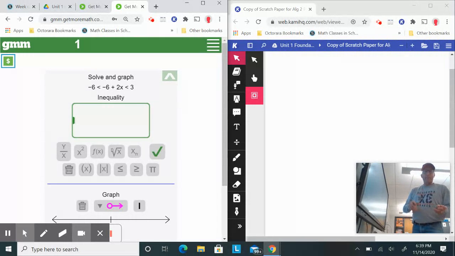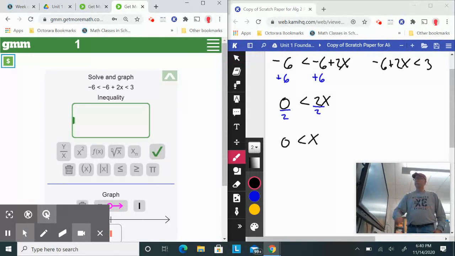I'm going to recopy those on the right side. I'm going to solve each of those parts, and I'll show you what to do when you write the solutions and then graph. Okay, so look on the right-hand side. I had to add 6 to both sides first, ended up with 0 less than 2x. Then I divided by 2 on both sides, and I have 0 again is less than x.